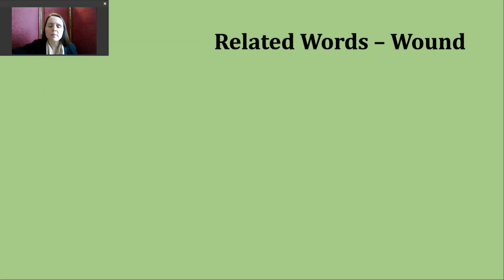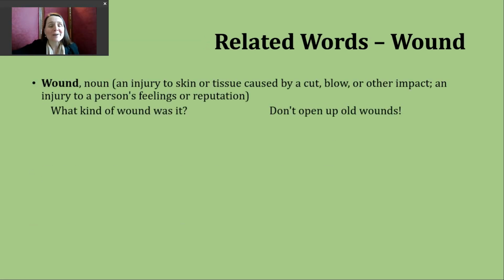Now, let's take a quick moment to look at some words that are related to our verb wound. And the first word we're going to look at is just the noun form of this word. It can have a couple meanings, just like our verb. The first way we can use the noun wound is to refer to an injury. And again, that's an injury generally to our skin, our tissue. It's caused by some sort of cut, blow, other impact, right?